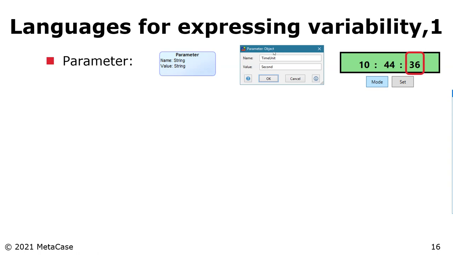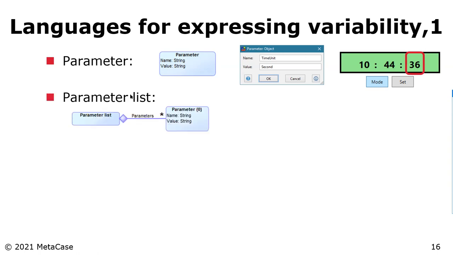We may have a little bit better meta model where we don't have a single parameter, but we have a parameter list. So we have a parameter list that contains multiple parameters. For instance, at the model level, we could have a parameter like time unit, and also another parameter called what application it has, like a timer application.